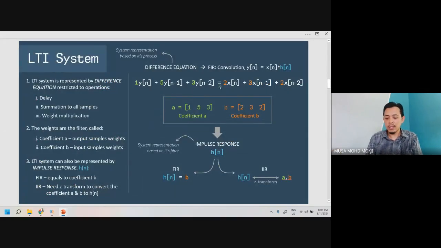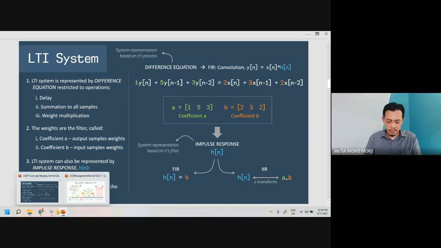So we have seen this. This is one example of a difference equation. How do we know this is linear and time invariant? Because when we look at the operations, we only have weight multiplication, summation, and delay. That's all, so this is confirmed to be an LTI system. Those green and orange values are what we call coefficients. The values multiplied to the output sequence we call coefficient A, and the values multiplied to the input sequence we call coefficient B.